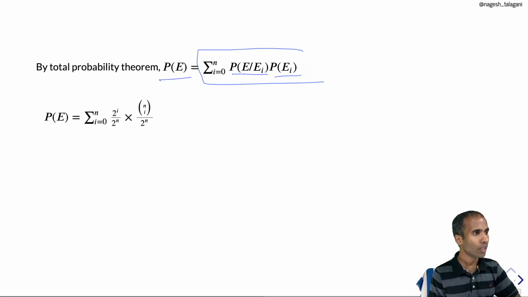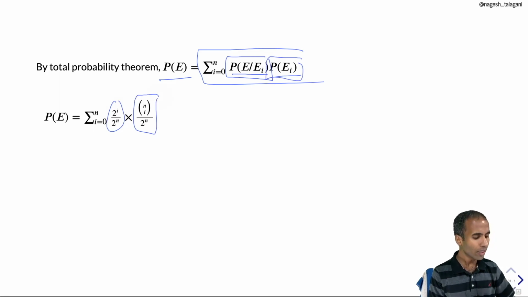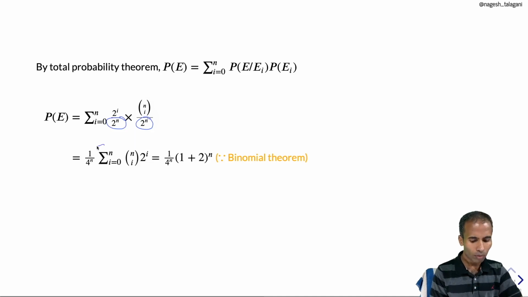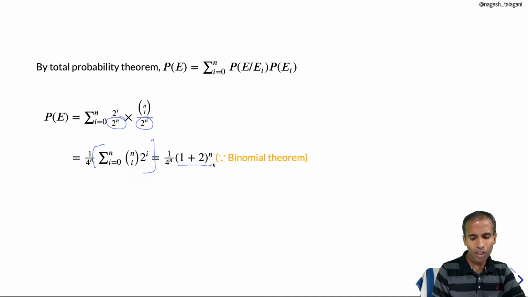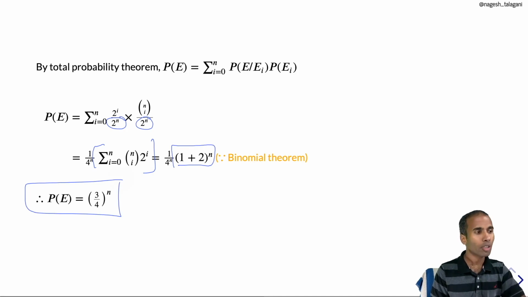Let's plug it here. So the summation i equal to 0 to n, the probability of E given Ei we got as 2 to the power of i by 2 to the power of n, and the probability of Ei we got as n choose i by 2 to the power of n. Okay, so now in the denominator, this 2 to the power of n, 2 to the power of n, if you take it out, you'll get 1 by 4 to the power of n common. So 1 by 4 to the power of n, summation i equal to 0 to n, n choose i times 2 to the power of i. Now, using the binomial theorem, this is exactly the expansion for 1 plus 2 to the power of n. So therefore, the probability of E equals 3 to the power of n by 4 to the power of n. Okay, fine. Next.